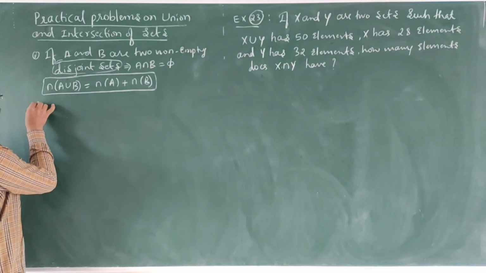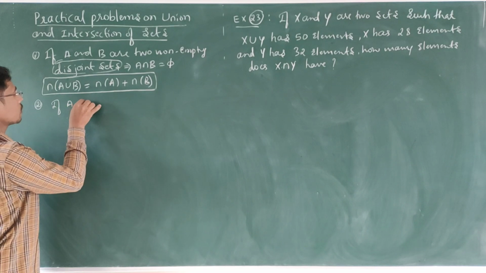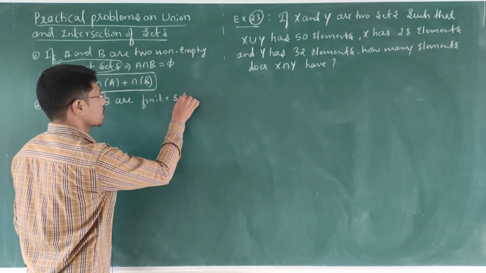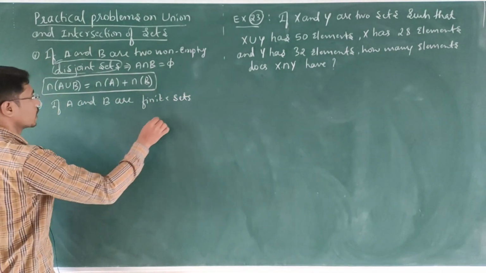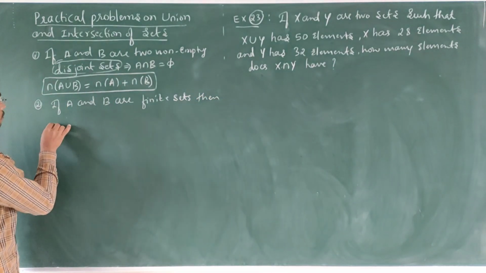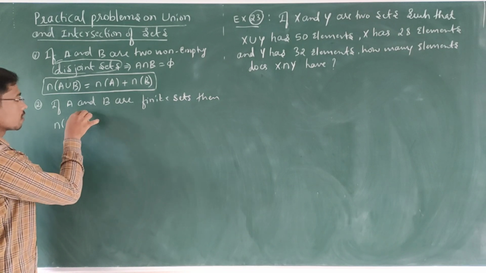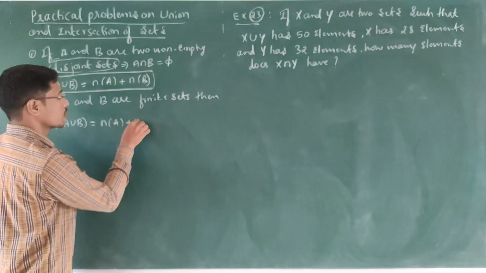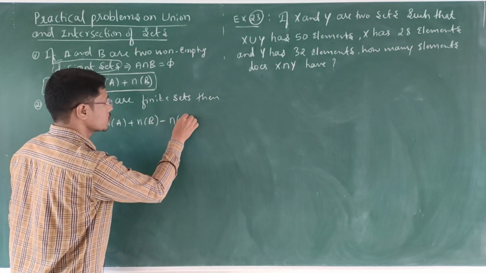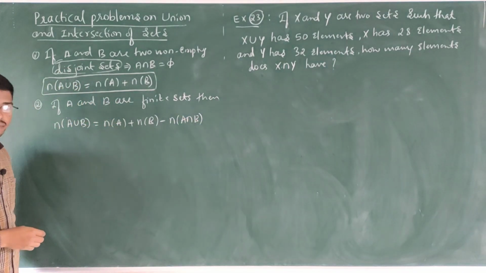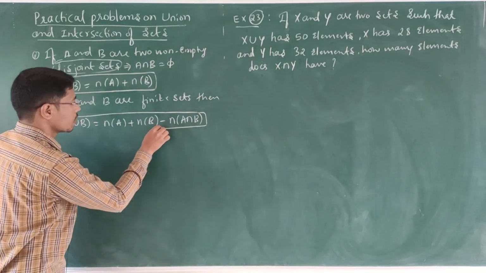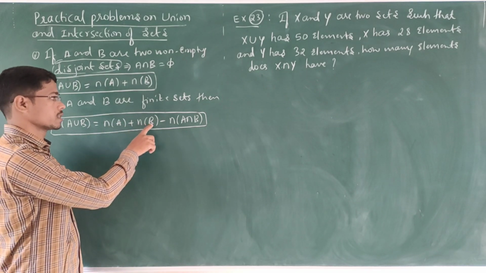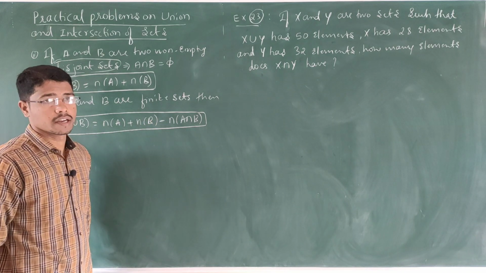Suppose A and B are finite sets, and they are not disjoint, in the second case. Then the number of elements in A union B is the number of elements in A plus the number of elements in B minus the number of elements in A intersection B. Very important formula.